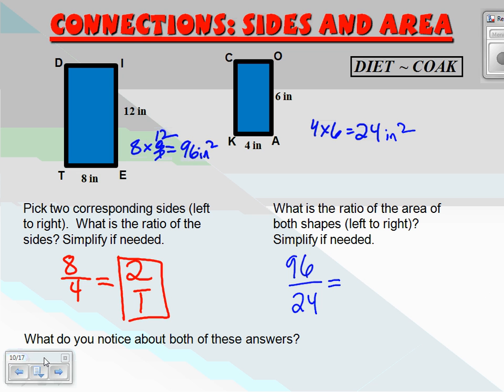What goes into 96 and 24? I'm going to help you guys out. I believe 12 goes into 96 and 24. 96 divided by 12 is 8. 24 divided by 12 is 2. Can I simplify this further? Yes, I can. If I simplify this even further, it becomes 4 to 1.